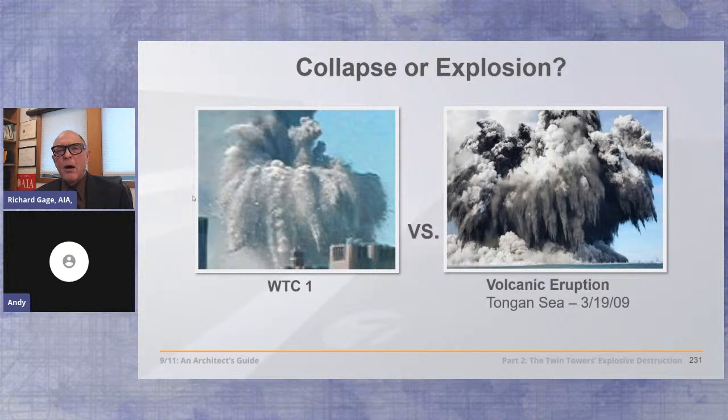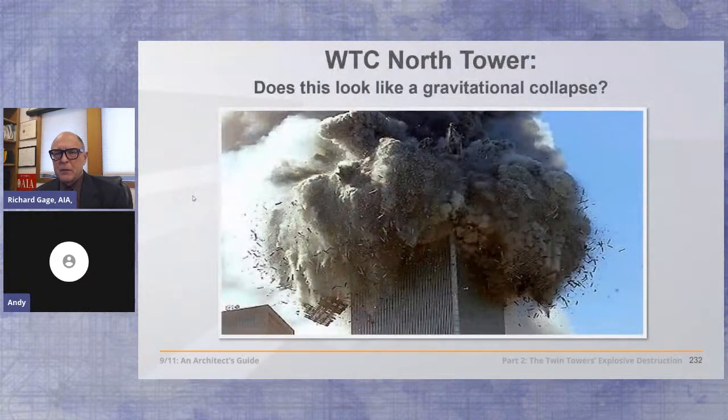Now, why are steel beams trailing thick white smoke clouds? We'll come to that. And just looking at it, does it look anything like a gravitational collapse to you?